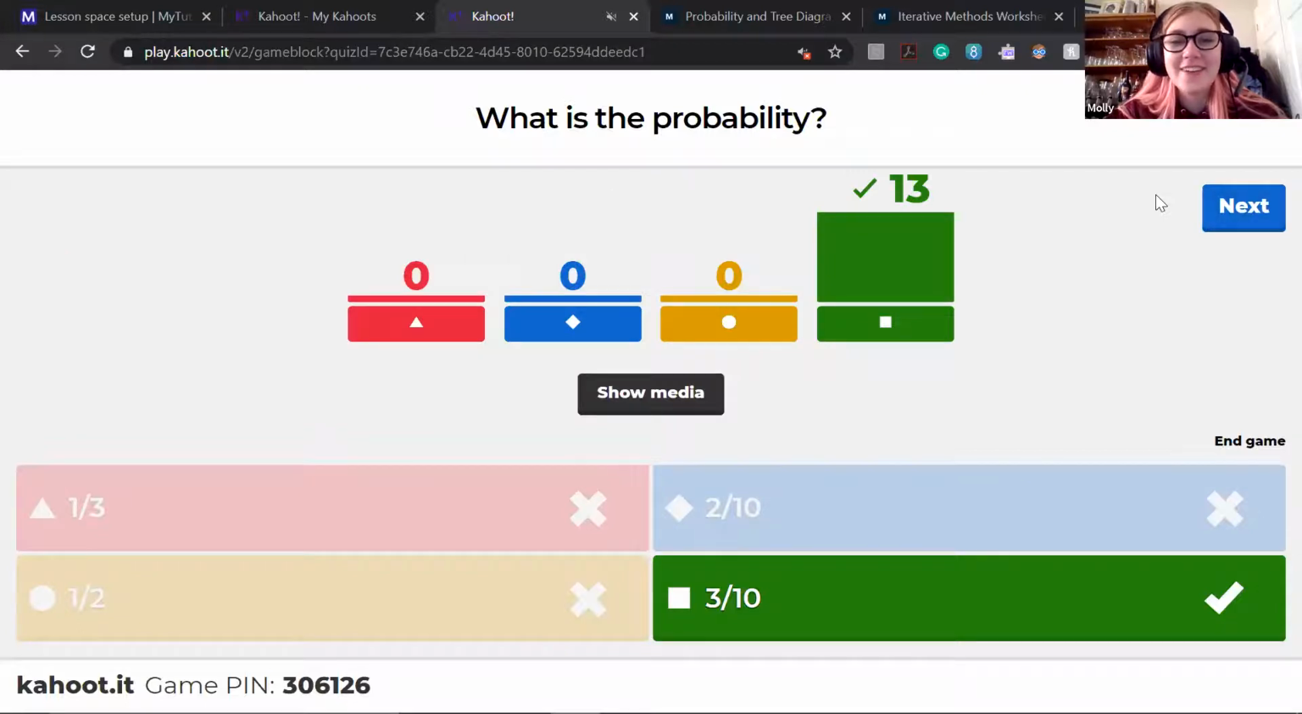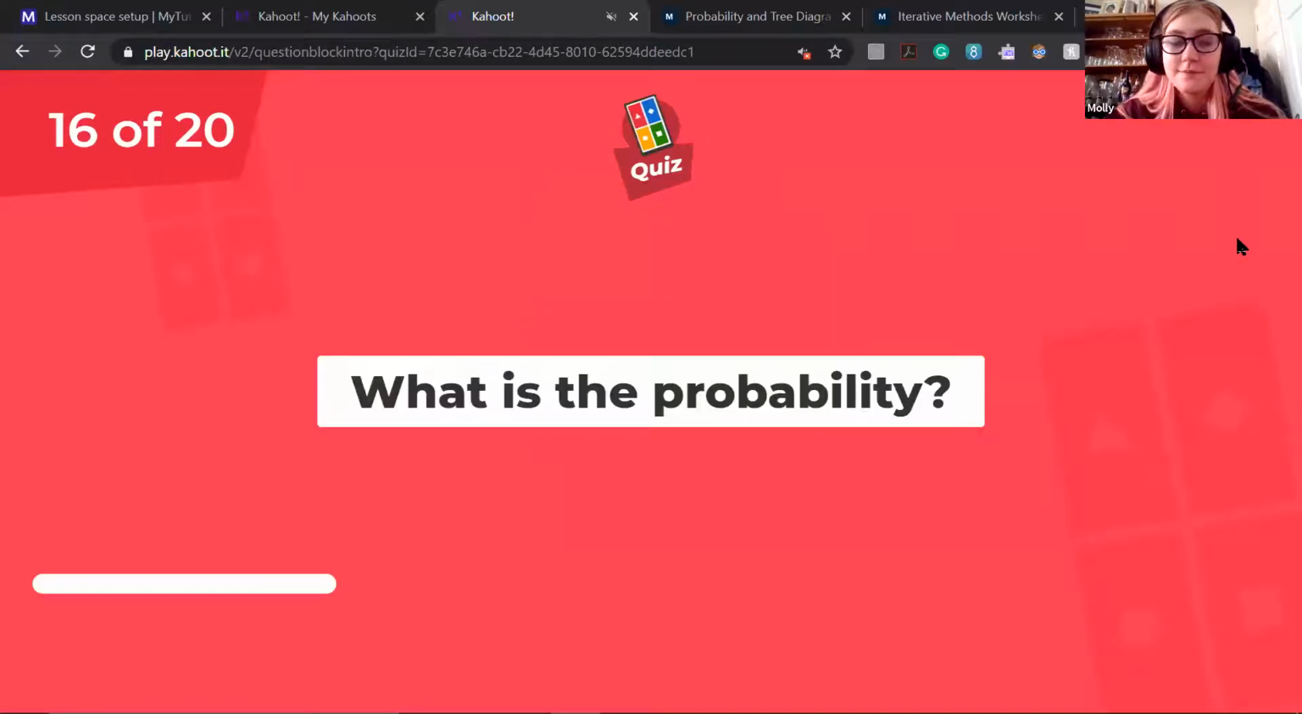Brilliant, 100% on that one. Again, this is the thing that all the possible probabilities must add up to 1.